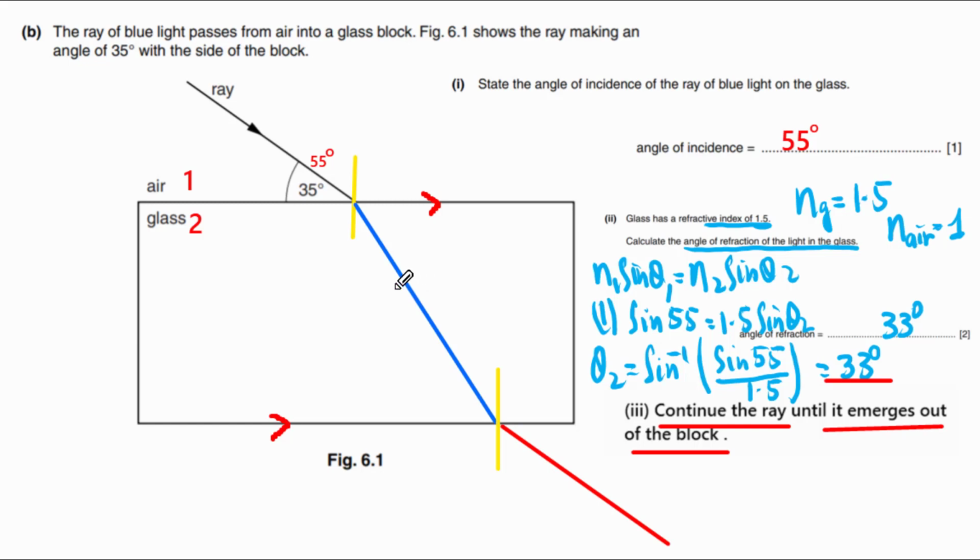But we also need to draw the direction of travel of the rays. So we can use small arrows. Now this angle, for example, is also 55 degrees. We can also label this one. This is also 55 degrees.